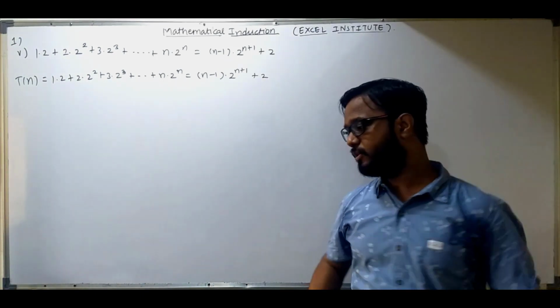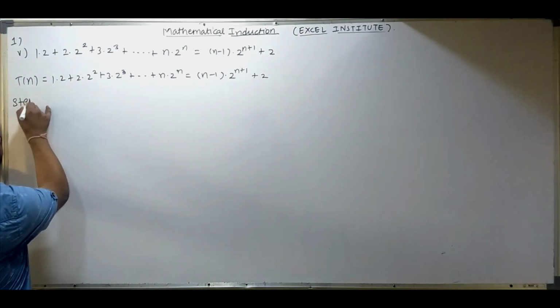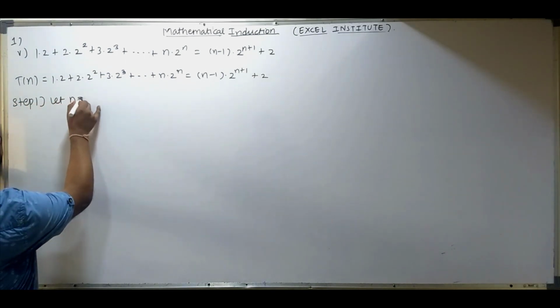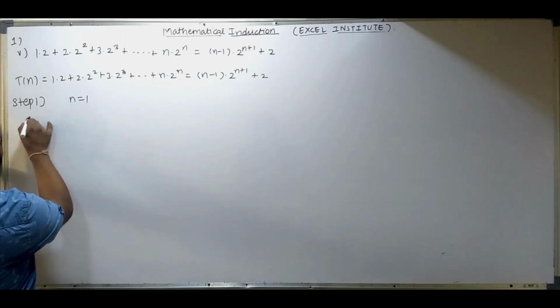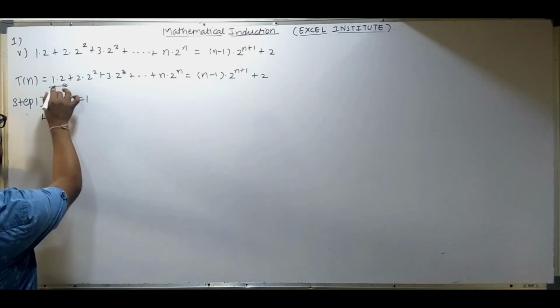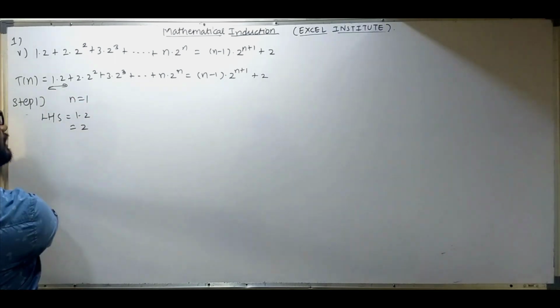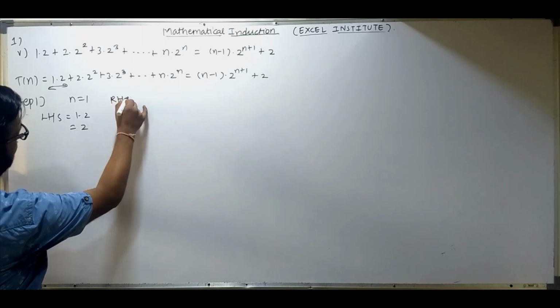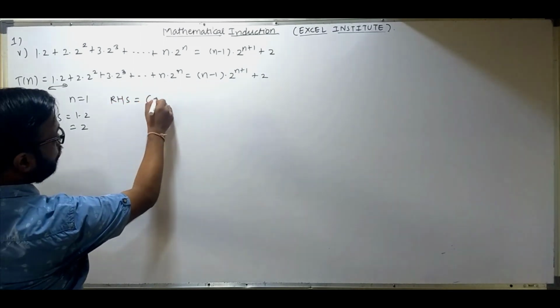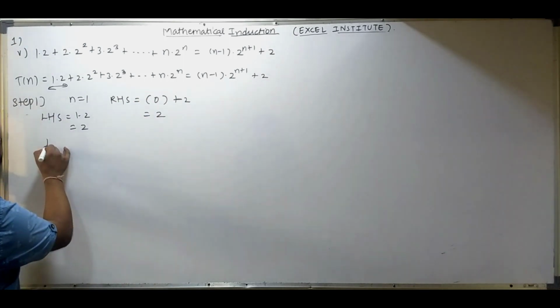Now we need to follow 3 steps: step 1, step 2, step 3. Step 1 is always n equal to 1. Let n equal to 1. So left hand side is what? n equal to 1 represents the first term. First term is 1 into 2, that is 2. What about RHS, beta? RHS with n equal to 1 is 1 minus 1, 0, plus 2, that is 2. LHS equals RHS.